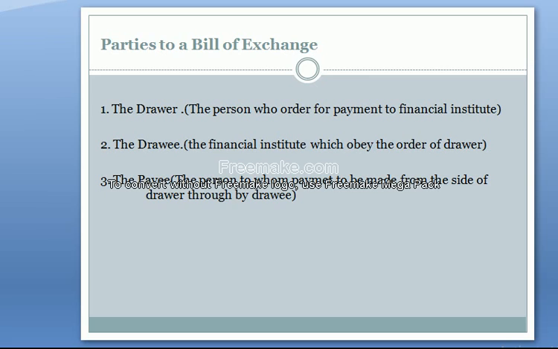So three parties are involved: drawer, drawee and payee. The drawee is the party that pays the sum to the payee. The payee receives that sum, and the drawer is the one who obliges the drawee to pay the money to the payee. Like, look at it. If me and you are engaged in a credit transaction.